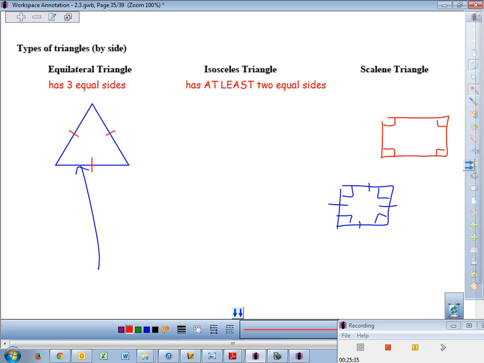Rectangle. To be a rectangle, here's what you need. You need 4 right angles. All right? Question for you. Does this have 4 right angles? Is it a rectangle? To be a rectangle, all you need is 4 right angles. Does this have 4 right angles? Is it a rectangle? And it's very simple if you think about it like this.